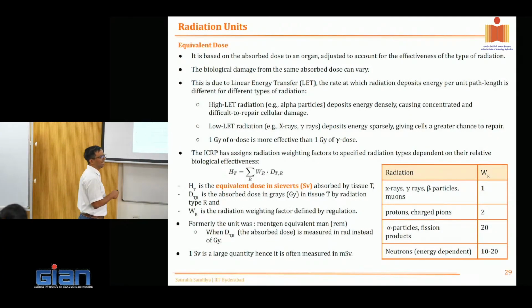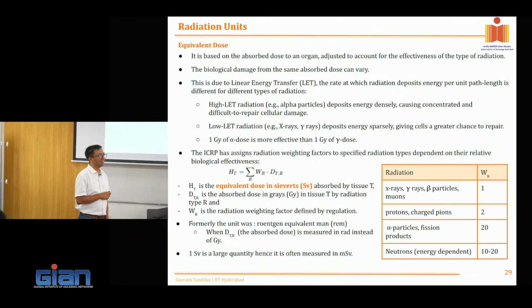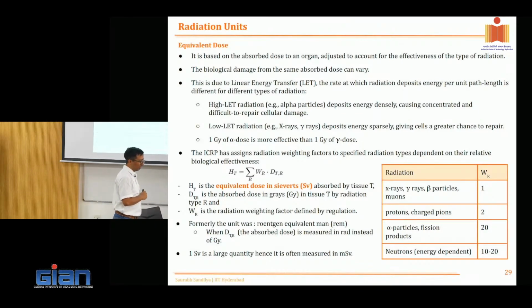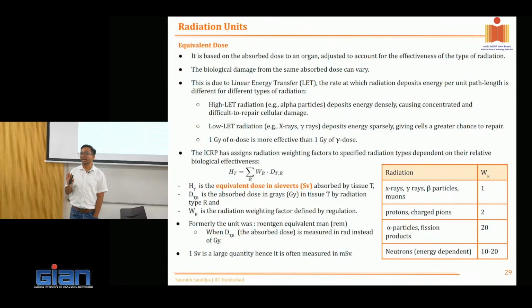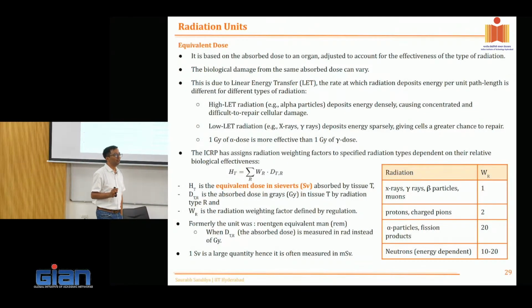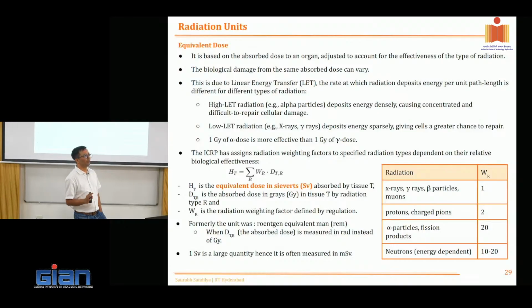Anyway, I think nowadays REM is very unlikely used. I think in the US it is still used. And 1 sievert is a very large quantity. For 1 gray, I think the lethal dose is 2 to 4 gray. I do not remember exactly, but 1 sievert is a very large quantity. Normally the annual dose is 20 millisievert, so you can imagine how large 1 sievert would be.